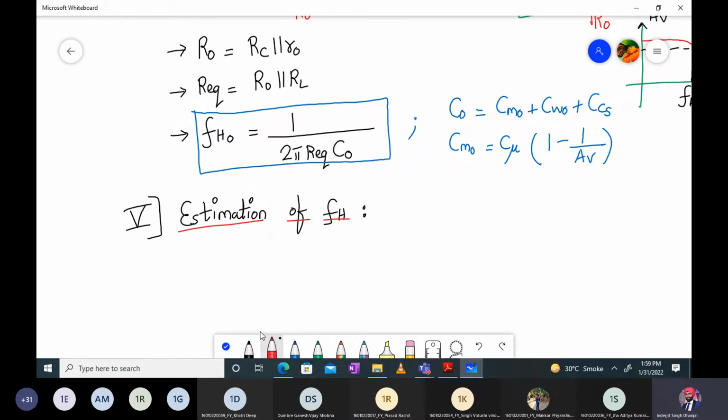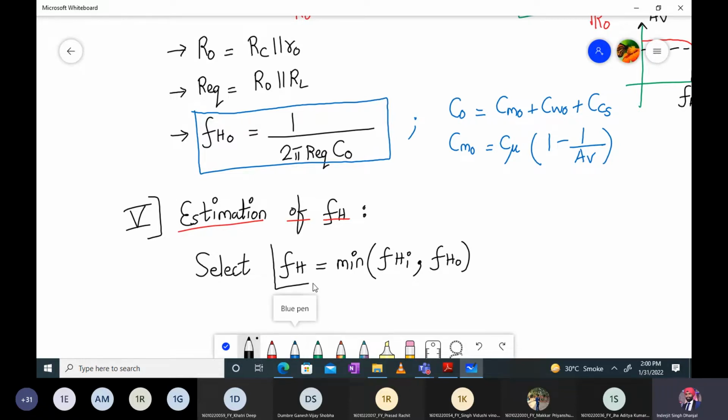Now we have two cutoff frequencies in the circuit. So you have to select FH is equal to the minimum of FHI, comma, FHO. Whichever is the minimum value among FHI and FHO, that you consider as the higher cutoff frequency of the BJT amplifier. Okay. So this is the concept which you all have to remember.